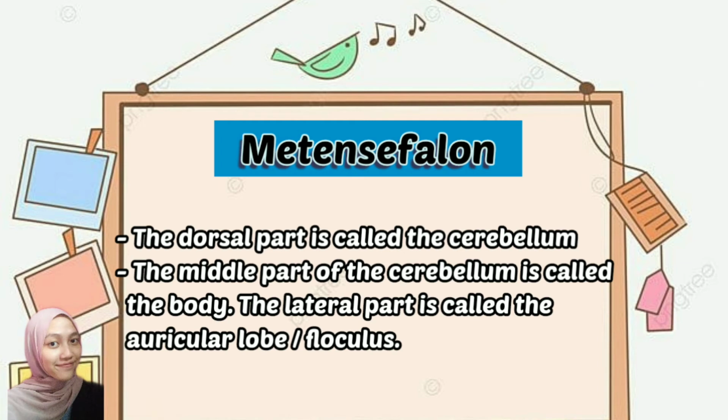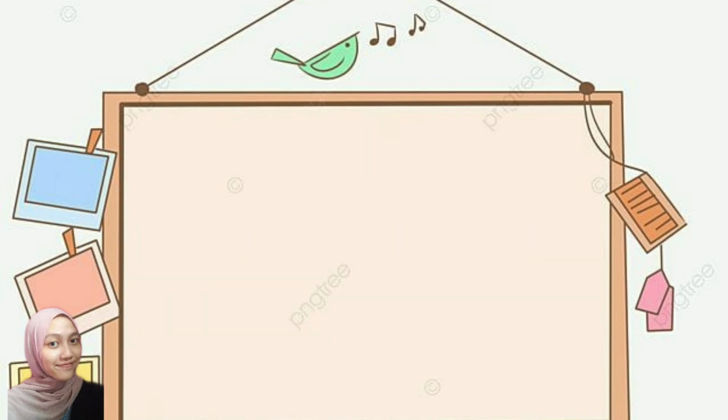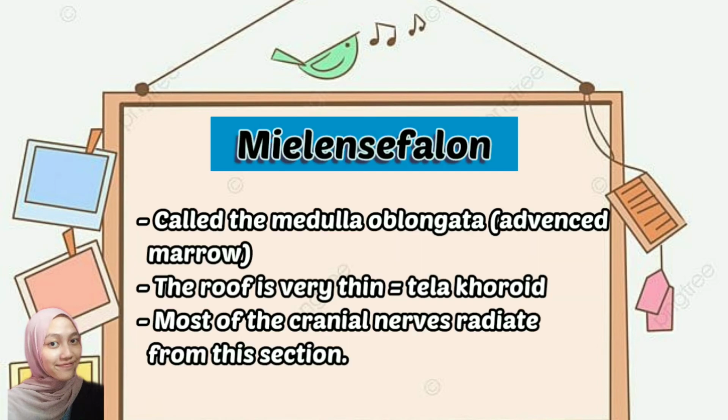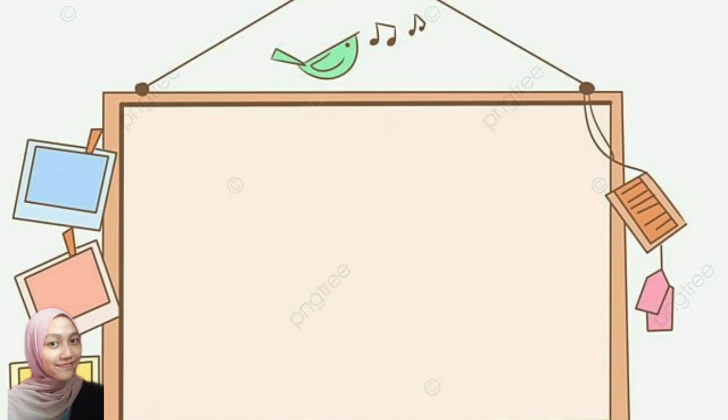Metencephalon. The dorsal part is called the cerebellum. The middle part of the cerebellum is called the body. The lateral part is called the auricular lobe or flocculus. Myelencephalon, called the medulla oblongata. The roof is very thin. Most of the cranial nerves radiate from this section.